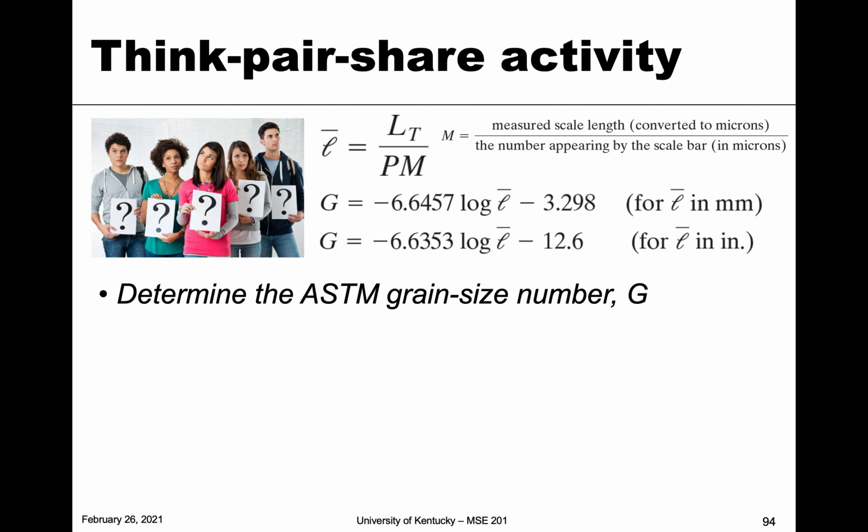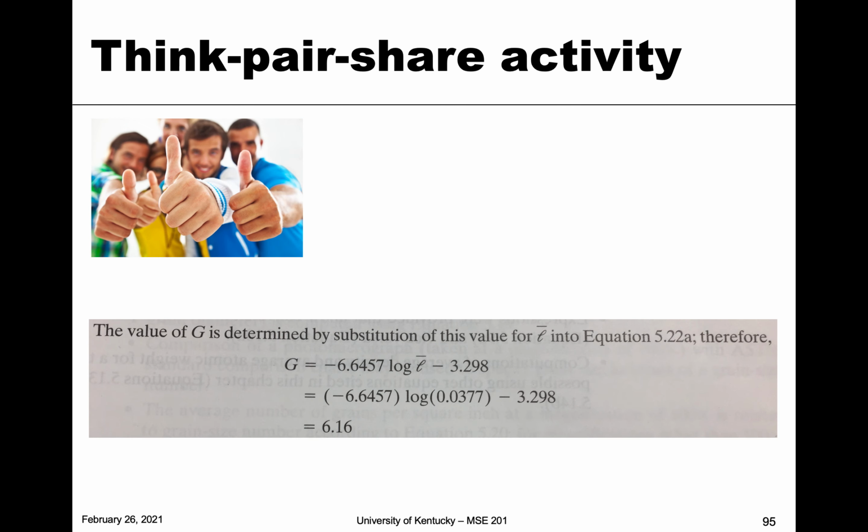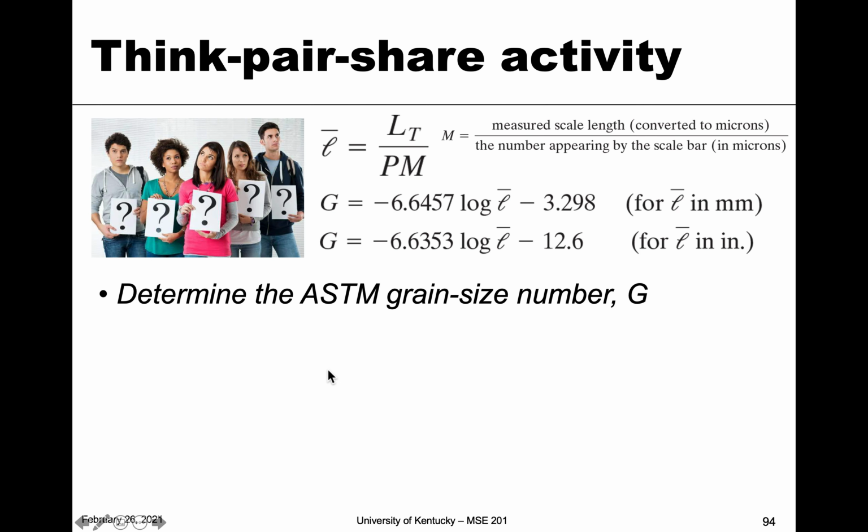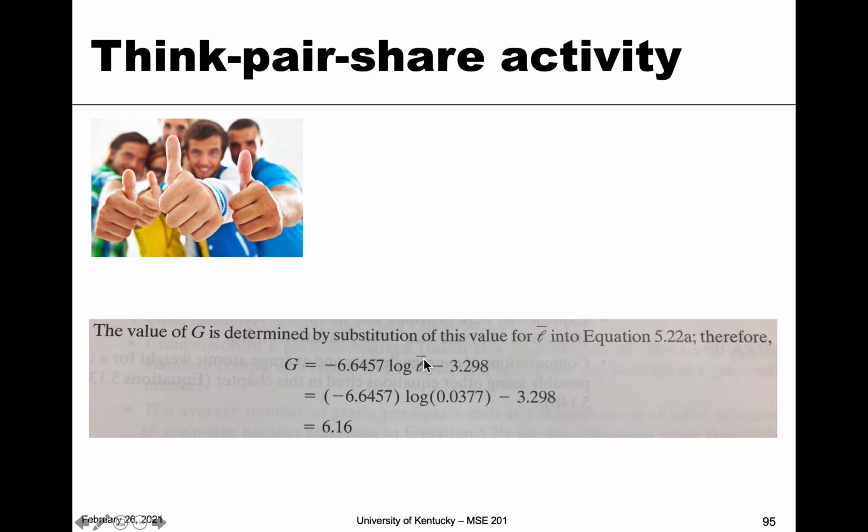You've come back to the video, so let's go ahead and go over this. The first thing is the selection of the equation. If we go back, we see that this one is in millimeters, this one is inches. We did everything in millimeters, so we're going to use that expression. And the only other thing we need to know is the mean intercept length, which was that 0.0377 millimeters from the previous example. Plugging that all in, we get a value of grain size number of 6.16.